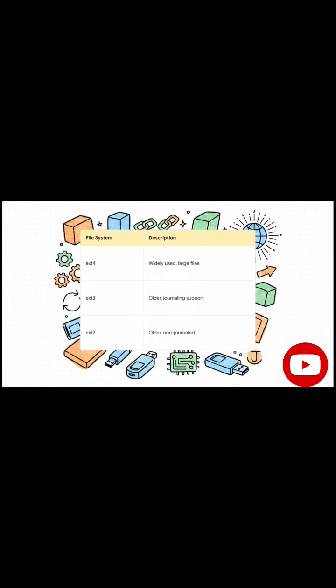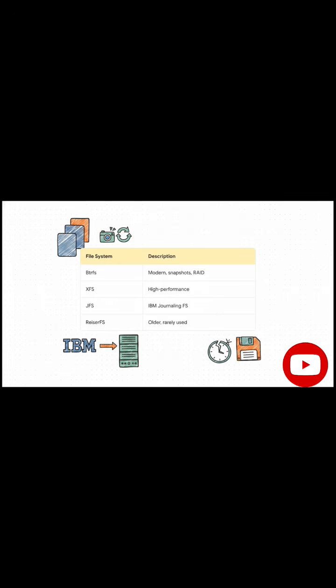But the absolute, undisputed heavyweight champion today, that's ext4. It's everywhere. It perfectly balances backwards compatibility with the ability to handle massive files without breaking a sweat. But the ecosystem has specialized powerhouses too.